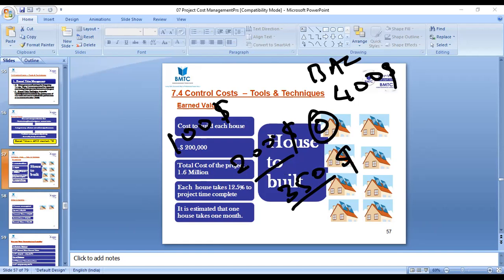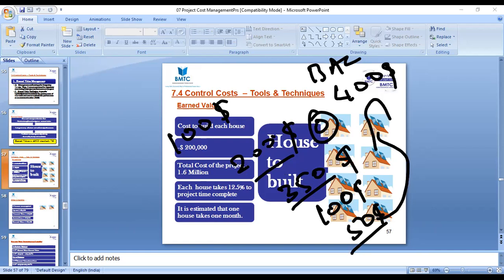Now, to complete the 4th week, you should have $100. How much do you have? $50. Can you complete? No. Okay. So what do you need? You need another $50, right? So once you add this $50 here, what is your BAC? $450. Okay, can we call this one a BAC? No. So what are you going to call this one?